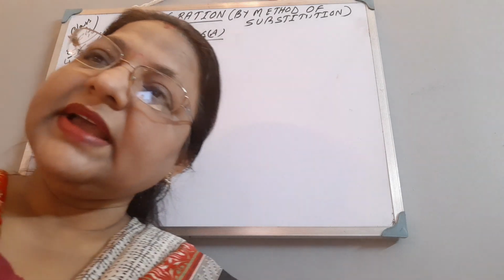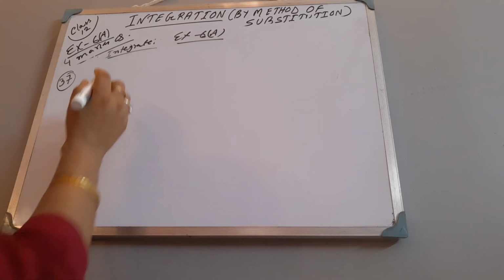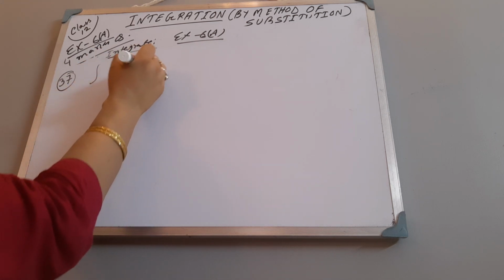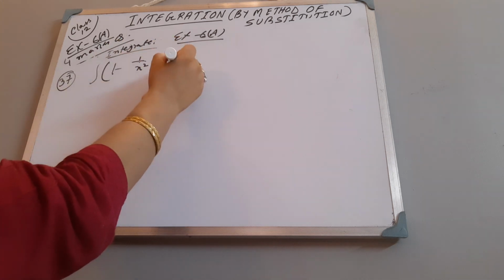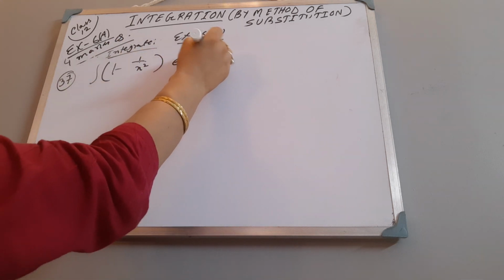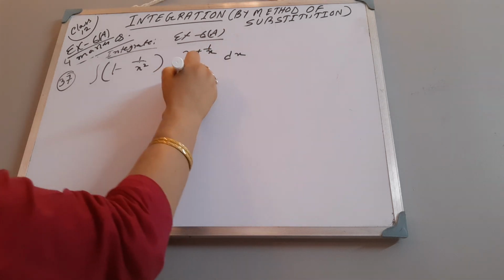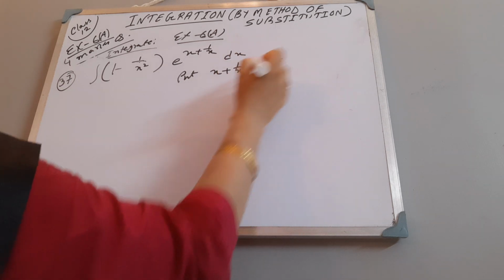Now, SND exercise 6A, we are continuing sum number 37, class 12. Next, integral of (1 minus 1 by x square) e to the power (x plus 1 by x) dx. This is the question. What will we do? Put x plus 1 by x is equal to z.